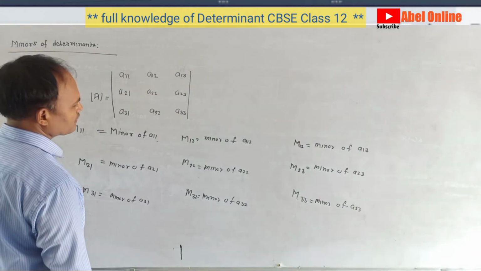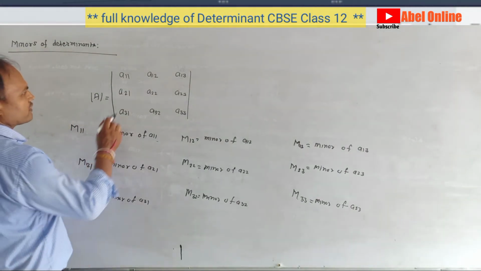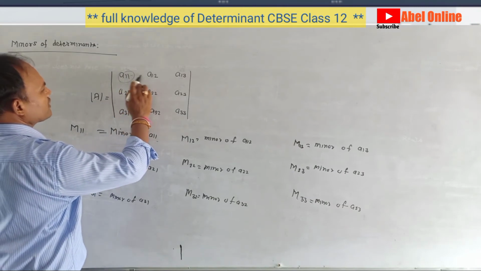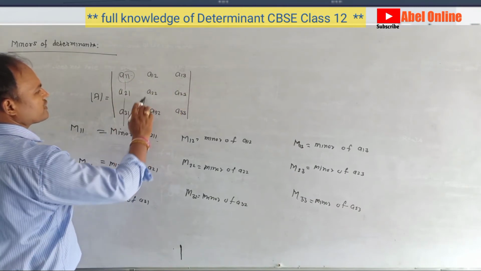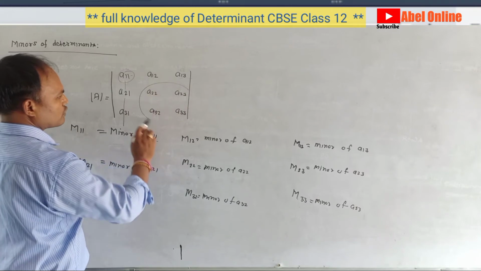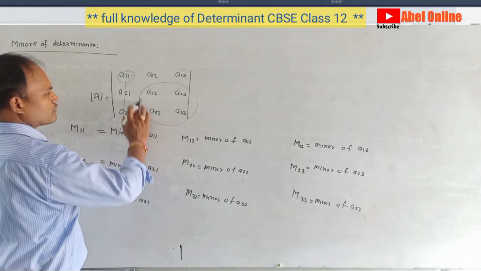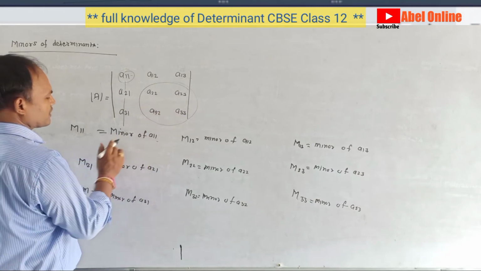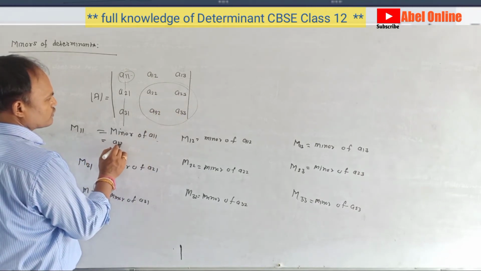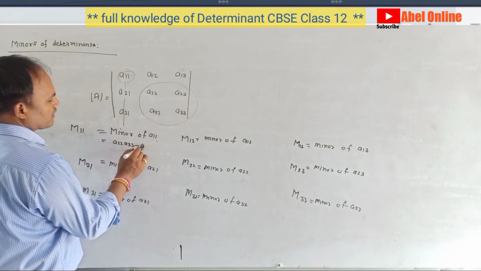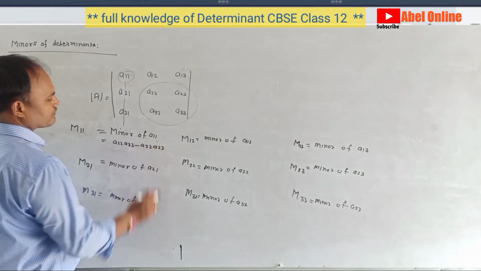When we are talking about the minor of A11, just eliminate this row and this column. The remaining part is this. So you have to solve this. This is a determinant of 2 cross 2, so we just multiply them. It is A22, A33 minus A32, A23.